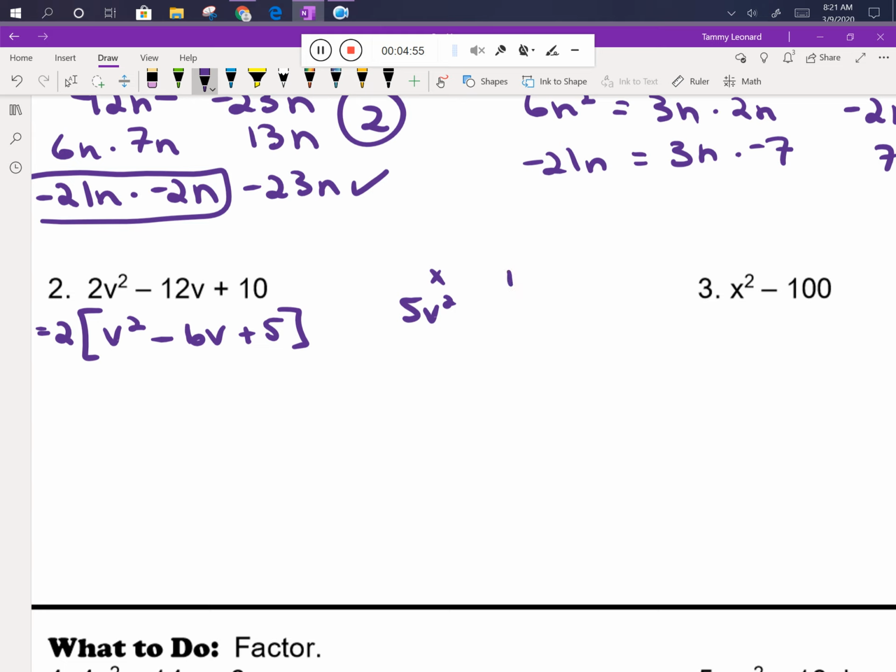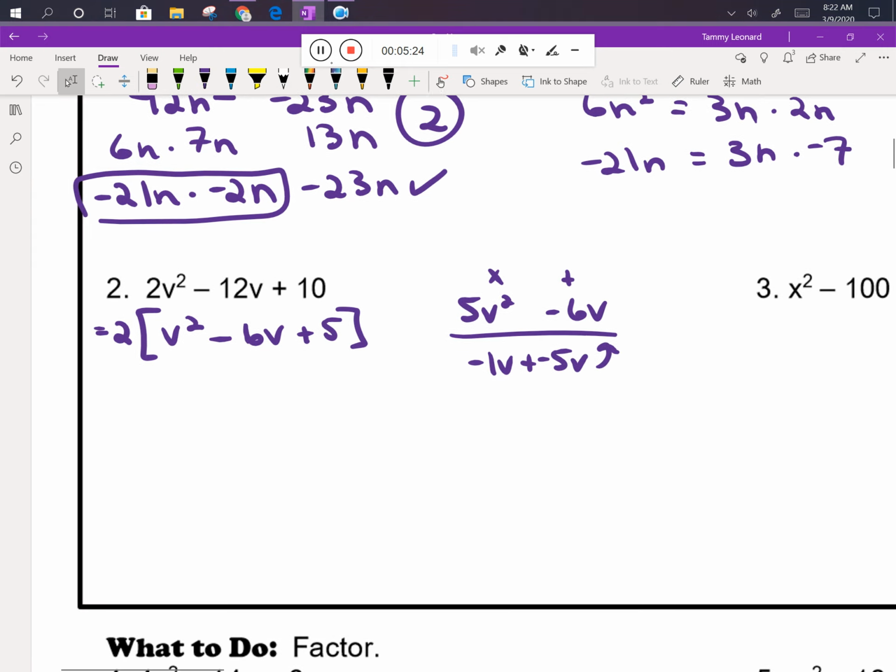And I need those same 2 things to add to make negative 6v. Well, when I'm seeing that I need to add to make a negative, it suggests to me I'm going to need two negative terms. So there aren't a whole lot of things to multiply to make 5, like 1 and 5. So I might try a negative 1v and a negative 5v. I can see that those multiply to make positive v squared. And when I add them together, I do get a negative 6v. So that was my only option, and luckily it worked.